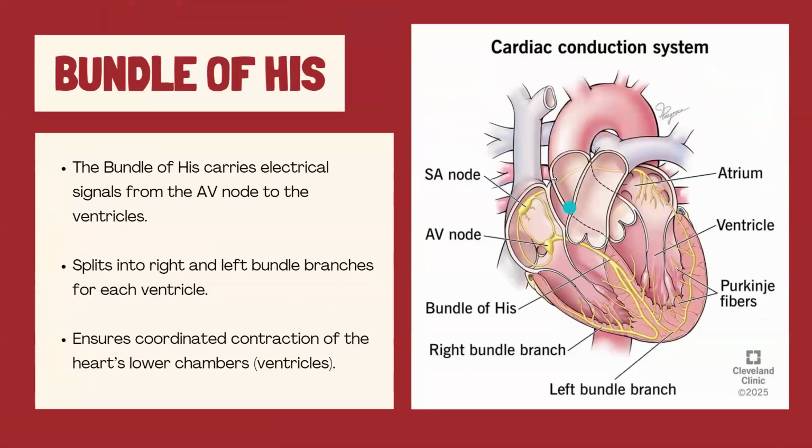And so next, moving on, the SA node transmits the signals to the AV node, the AV node delays it, and then we move on to the bundle of His. The bundle of His is this sort of line that acts as a bridge between the atrium and the ventricles. It carries the electrical signal from the AV node to the ventricles. It also splits into the right and left bundle branches, one for each separate ventricle, right? So the right bundle of His and the left bundle of His. You see here, right bundle of His and the left bundle of His.